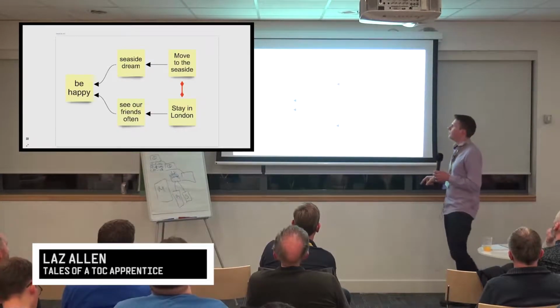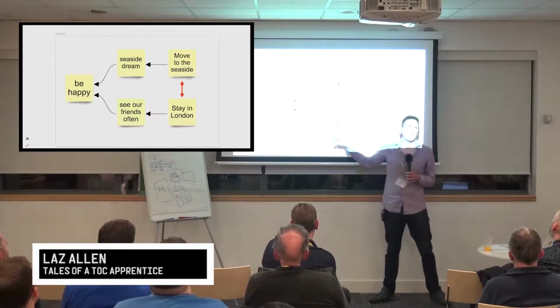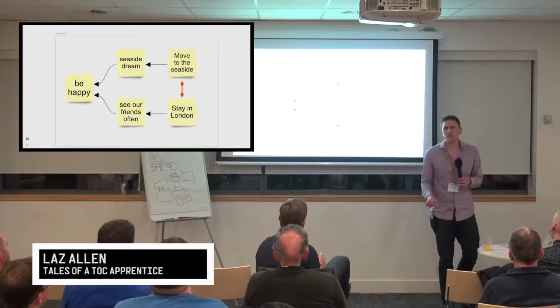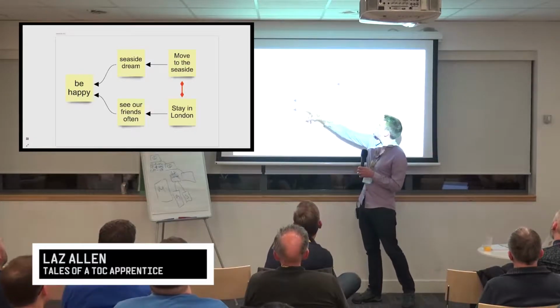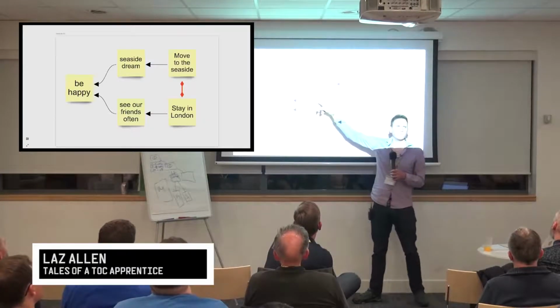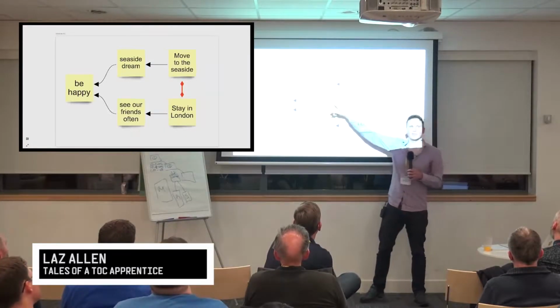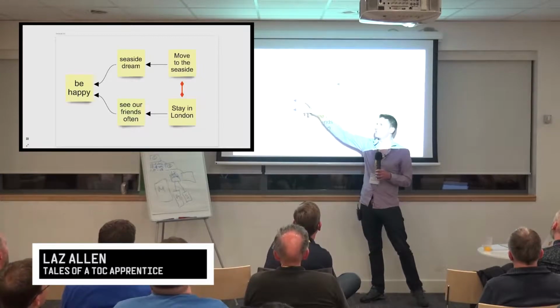Then what you do is you question each of the arrows. Each of the arrows represents at least one assumption. So you ask the question, in order to be happy, do we need to have our seaside dream? So I let them have that, because that one's difficult to question. So we said that was a yes.